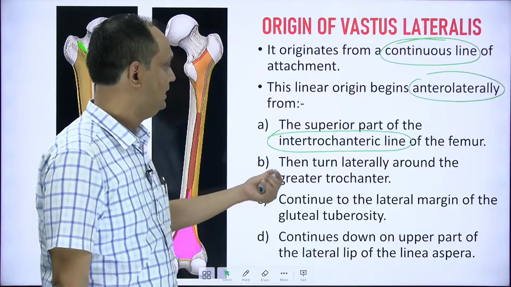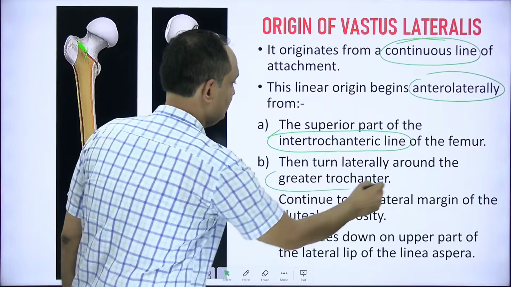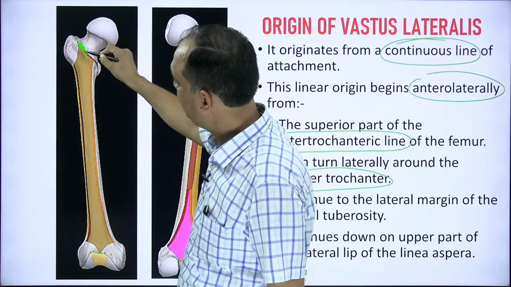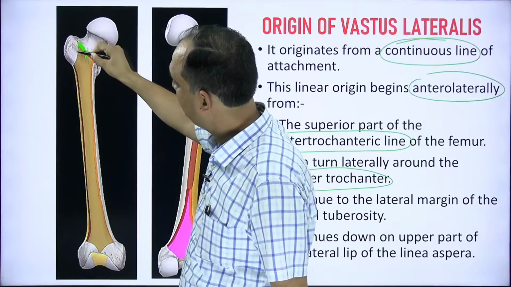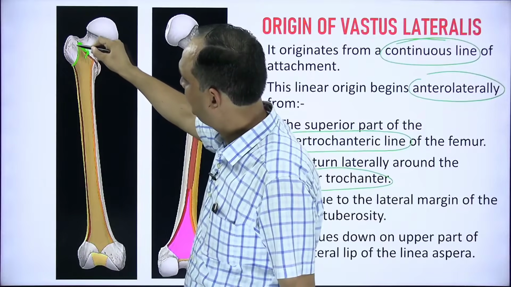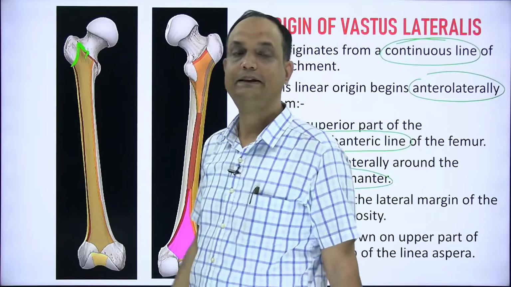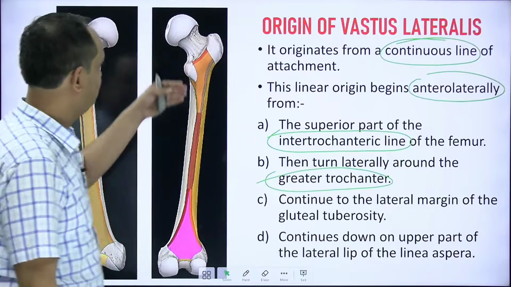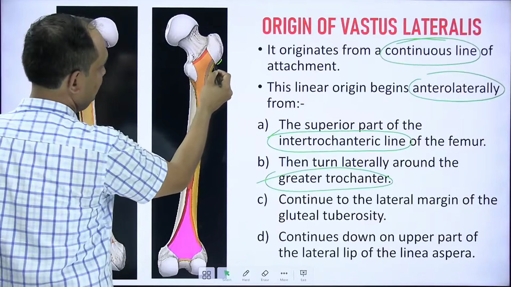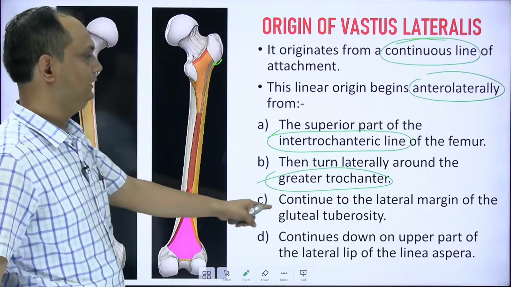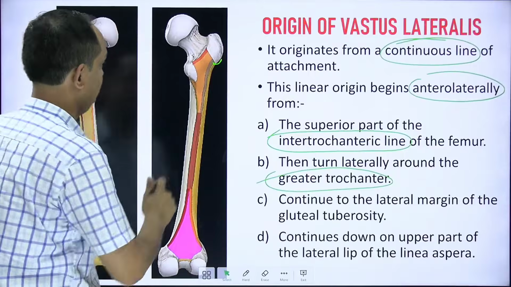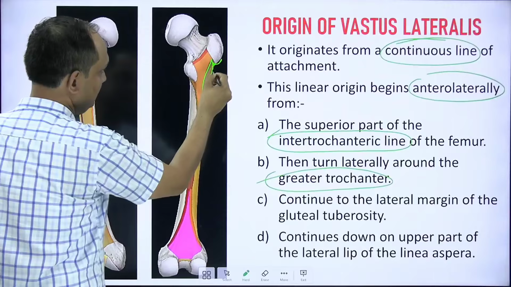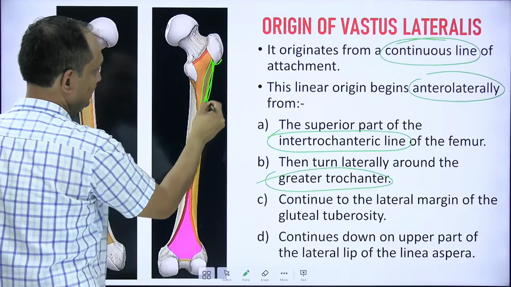The second origin is that it then turns laterally around the greater trochanter. Now, there are inferior and anterior borders of the greater trochanter. So, the line starts from here, goes above, and comes from the anterior and inferior border of the greater trochanter. Then this part goes posteriorly. In the posterior side, you have reached the inferior part of the greater trochanter. Now, it continues as the lateral margin of the gluteal tuberosity. This brown colored area is the gluteal tuberosity, so the origin comes along the lateral side of the gluteal tuberosity here.